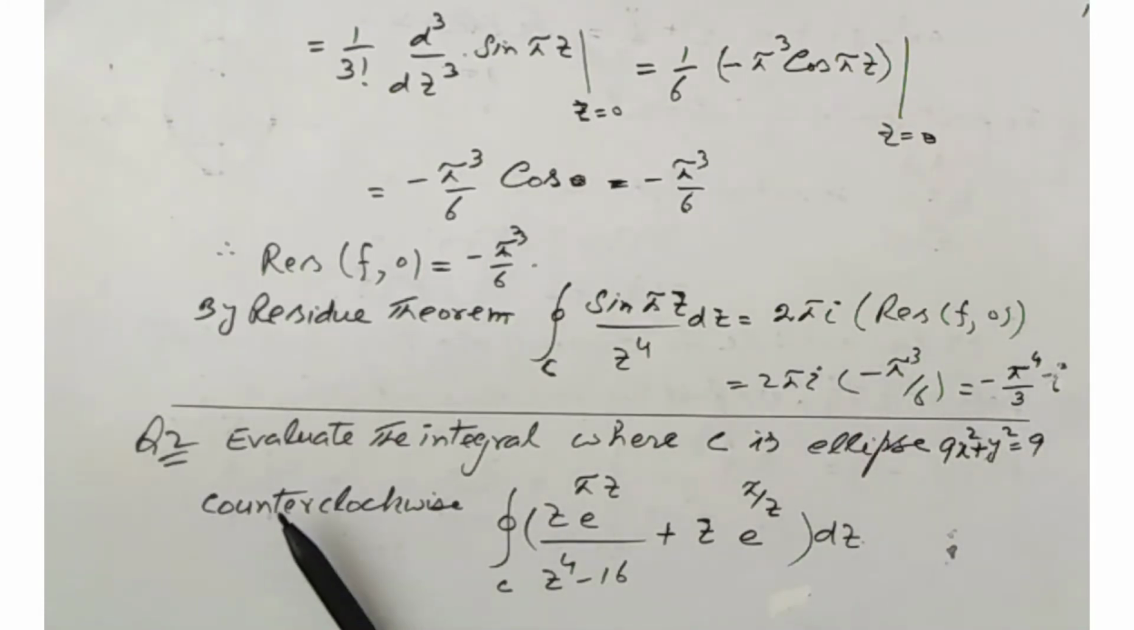Now question 2, evaluate the integral where c is the ellipse 9x square plus y square equal to 9, counterclockwise. This is an important question. This question has 2 parts. First we find the integral of this part, and then we find the integral of this part. We find the residue of this function, and again the residue of this function.